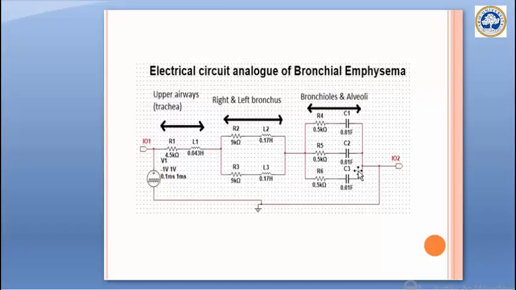The parameters altered are R4, R5, R6, C1, C2, C3 to represent the clinical condition. We remodel the circuit using NI Multisim. NI Multisim is a powerful circuit design software which gives us a platform to perform advanced analysis.